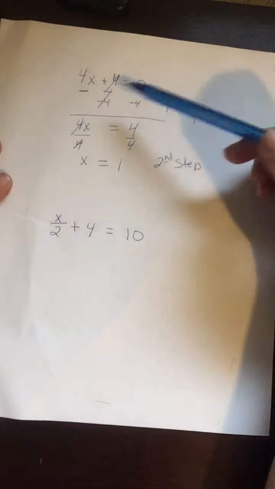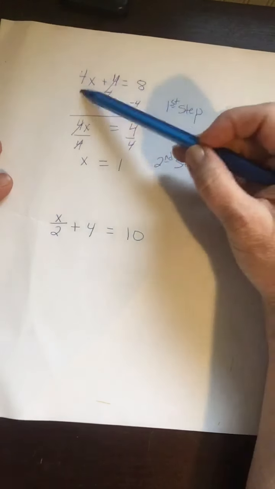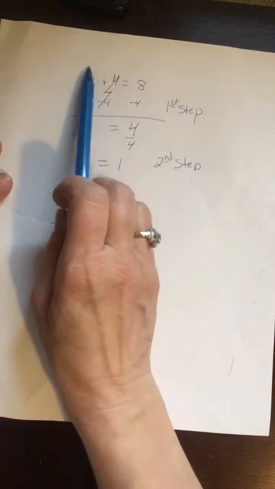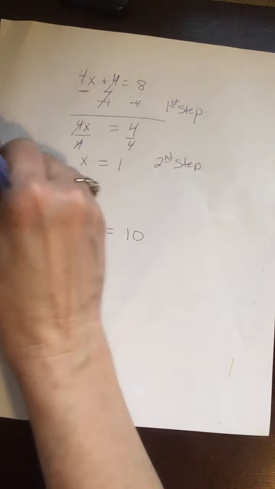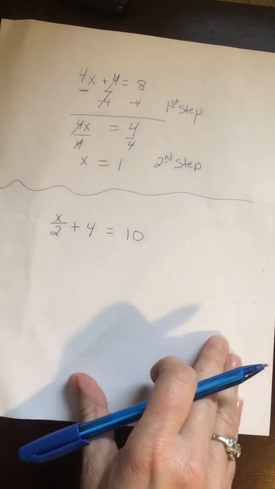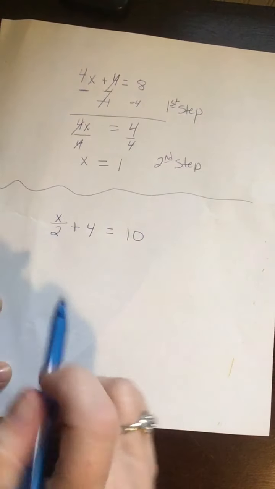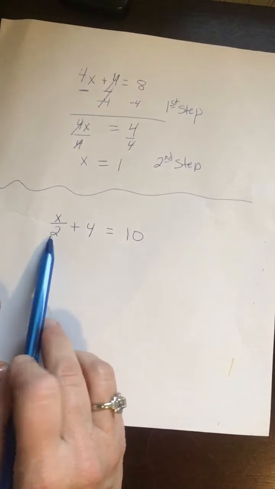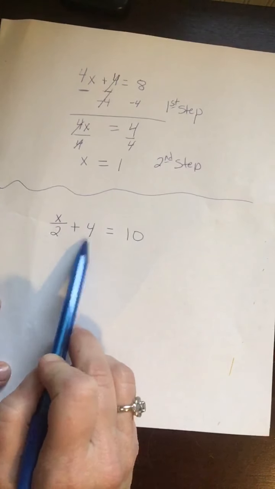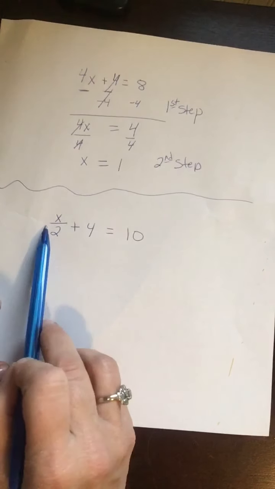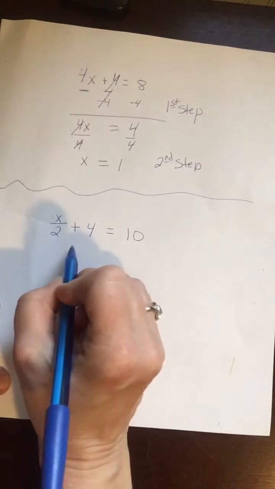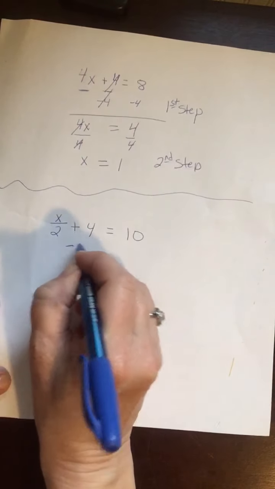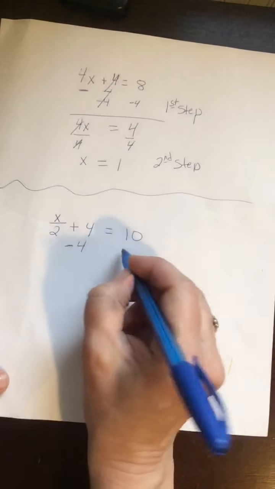So these are what we call two-step operations or two-step equations because there are two operations in the problem. Okay, so now let's come back down here to this one. And we have x divided by 2 plus 4. So you've got division and you have addition. So we're going to undo addition first. So we undo it by subtraction.